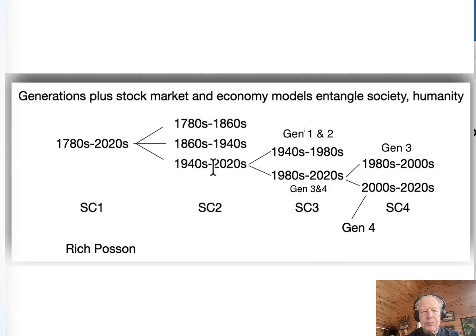Now, each one of these breaks into generations 1 and 2 and generations 3 and 4. Okay, it's kind of like a yin-yang thing going on, all right? And we call those SC3s. Then we can break each one of those into generation 3 and 4, okay, for this last one. And then this would be generation 1 and 2. And generation 4 is always bad, and it's been running from the 2000s to the 2020s this time, okay?